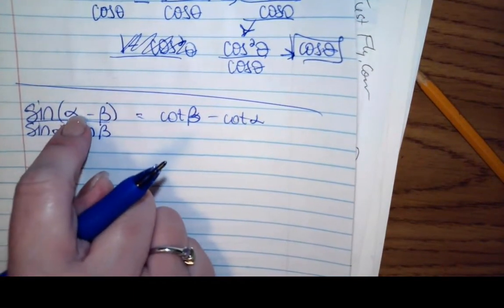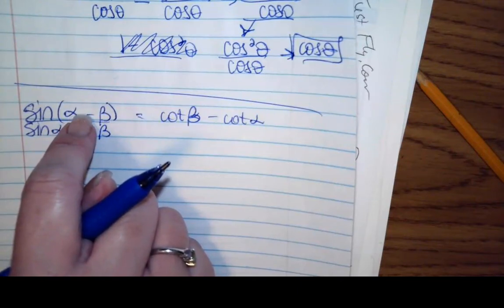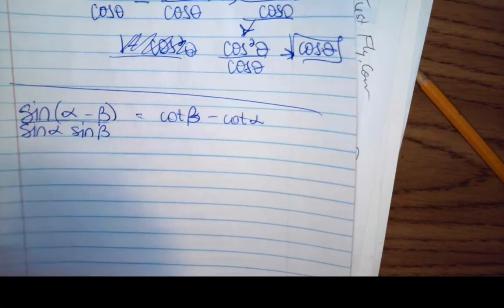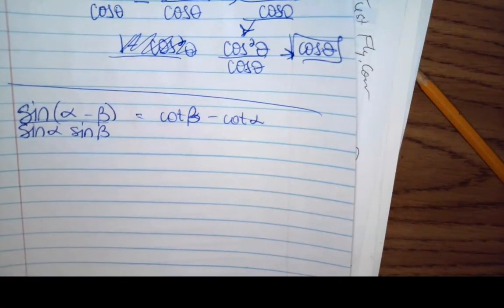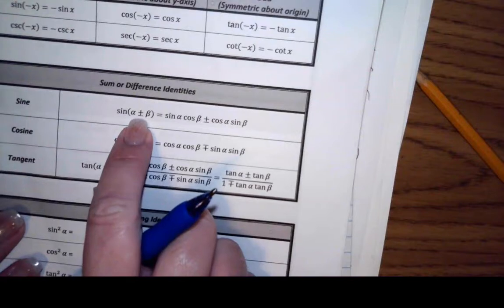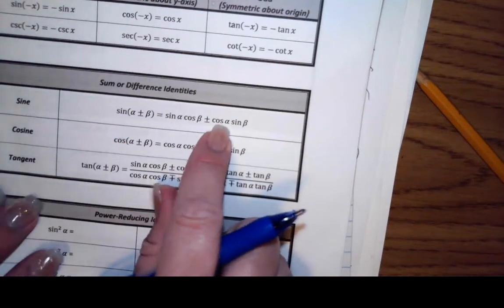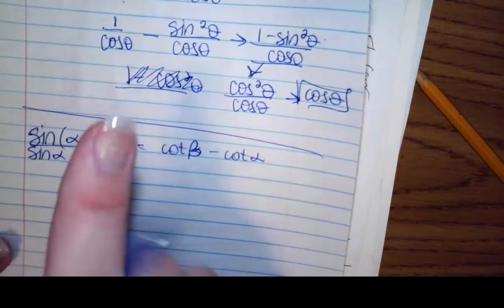So I'm going to go back to my sum and difference identities. Give me a second, there it is. If I am subtracting alpha and beta, I'm going to change that into sine alpha cosine beta minus cosine alpha sine beta. So that's what this is turning into.